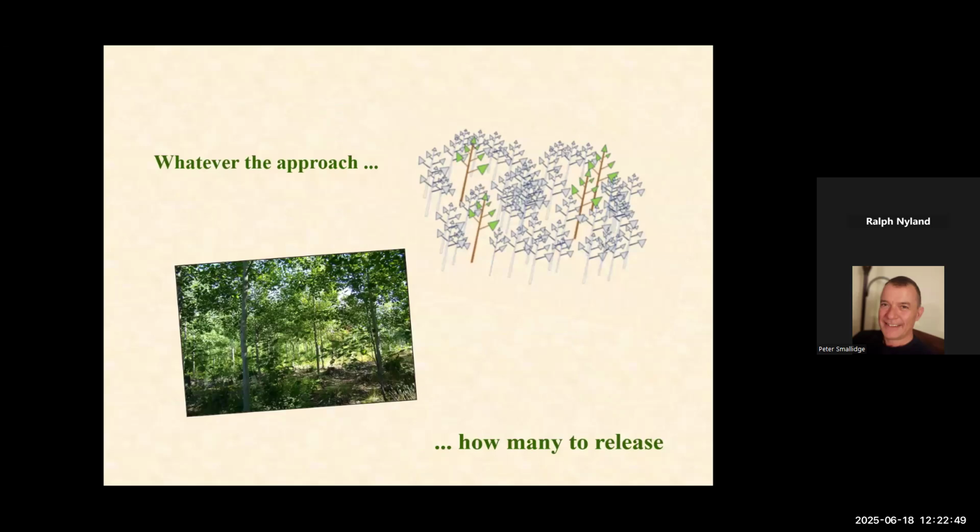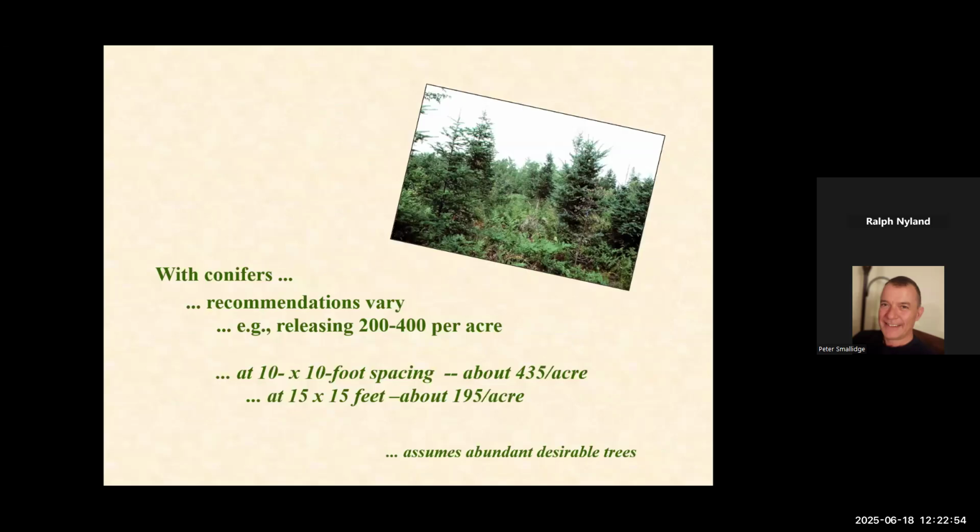Whatever the approach you use, you need to ask the question, how many do I release? A commonly recommended number that I found for conifers is to release anywhere between 200 and 400 per acre. Now think this: with a 10 by 10 foot spacing and cutting everything else, that would leave about 435 trees to the acre. If you stretch it out to 15 by 15 feet, that's just shy of 200 trees per acre. Again, assuming abundant desirable trees within the stand.